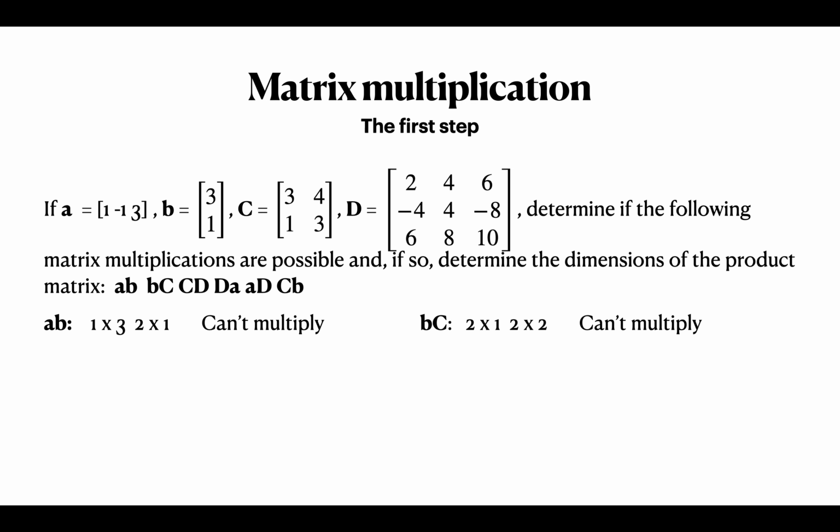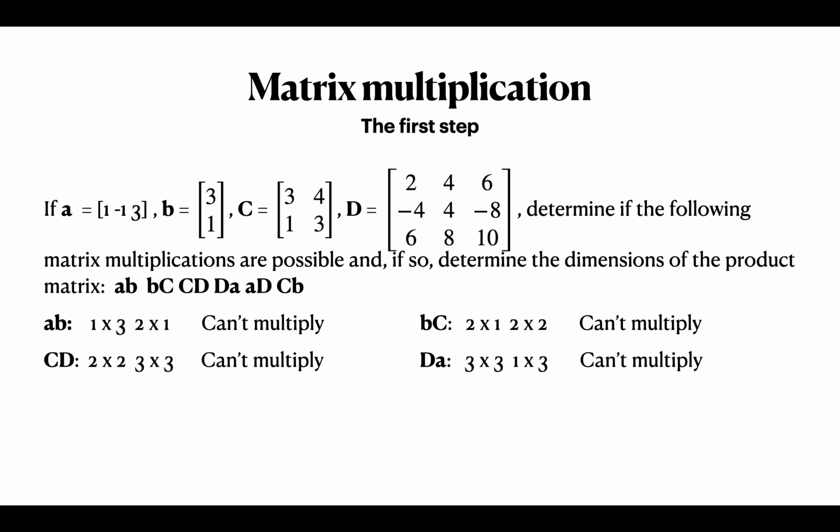If you look at BC, the dimensions of B are 2 by 1 because it's 2 rows, 1 column. C is a 2 by 2 square matrix. So if you look at the inner numbers there, folks, the 1 and the 2, they're different. All right? The 1 and the 2 are different, so you can't multiply BC. If you look at CD, again, you can't do it because C is a 2 by 2 and D is a 3 by 3. The numbers 2 and 3 are different. The inner two numbers there are different, so you can't do it.